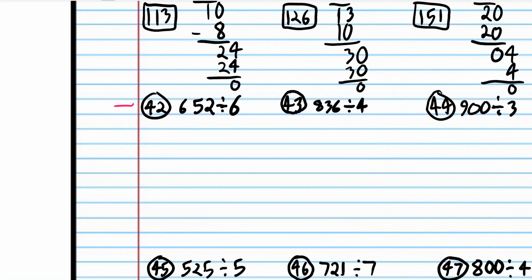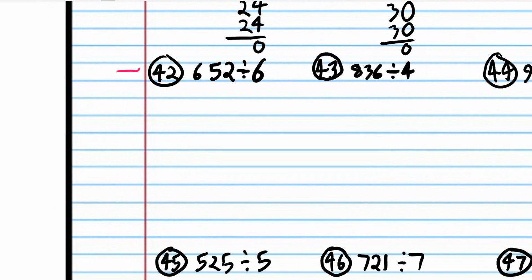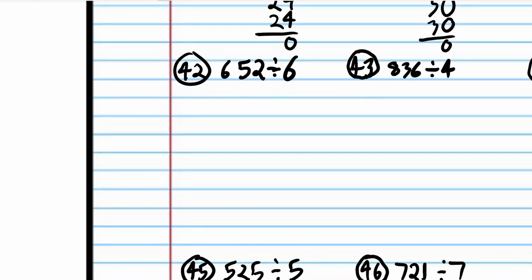151. All right, now in 42, something different is going to happen. So let's do number 42 together. 652 divided by 6. How many times is 6 going to 6? It goes one time. 6 times 1 is 6, so put the 6 under here. 6 minus 6 is 0.